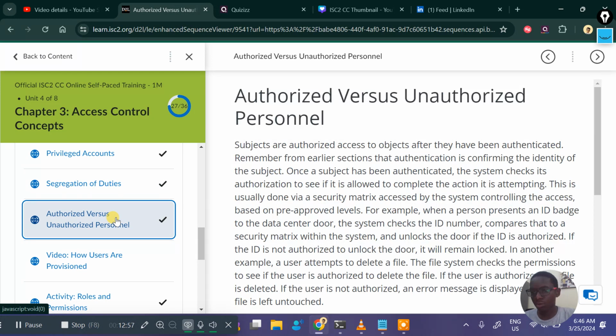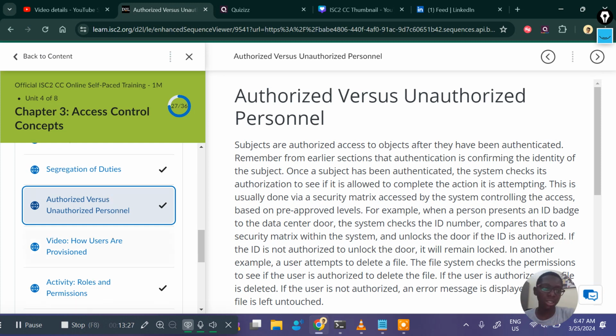The next thing we have there is authorized versus unauthorized personnel. Yes, of course, you can both be authenticated, but some users are not authorized to go into some essential or protected places, some important places. So that's the difference between the authorized and the unauthorized personnel. If an authorized personnel tries to access something, of course it will get it. Meanwhile, the unauthorized personnel will get rejected, because the system is going to keep checking if you're authorized or not.